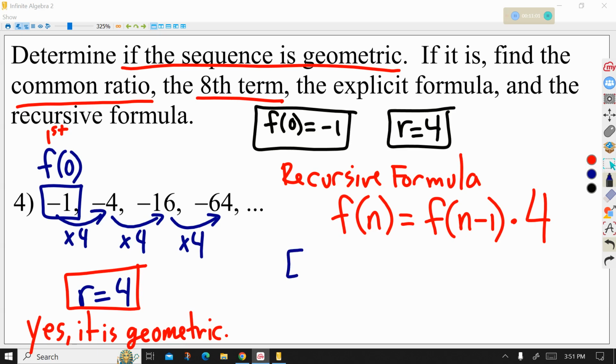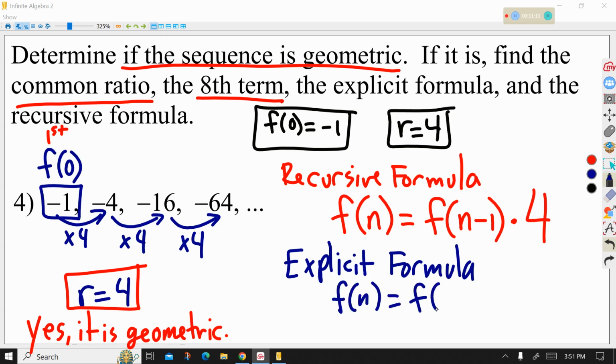Now to get the explicit formula, what we should have is f of n equals f of 0 times r to the n. Okay, so now we're just going to substitute in the values that we have this time. f of 0 is negative 1. And then we have to multiply that times r, which is 4. And then we're going to bring that to the power of n. Okay, so there is our explicit formula. So we have our recursive formula, our explicit formula.